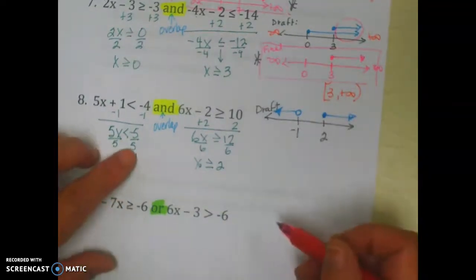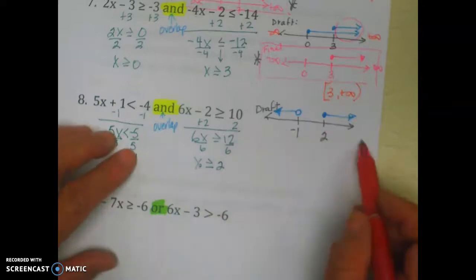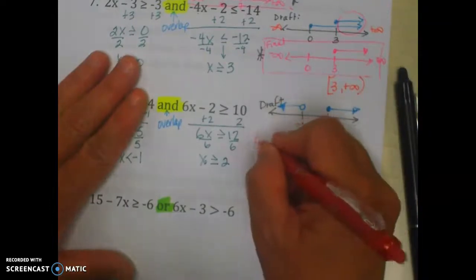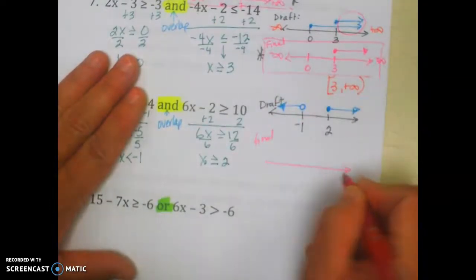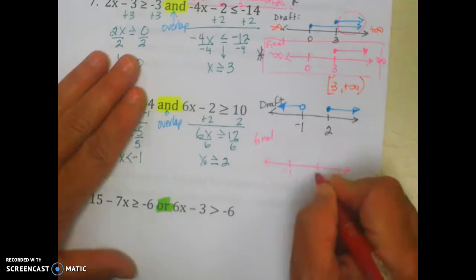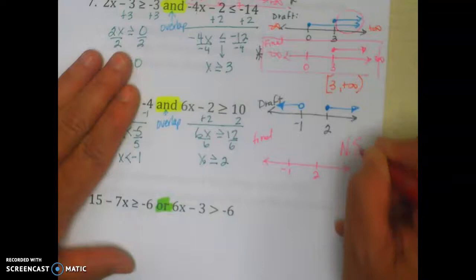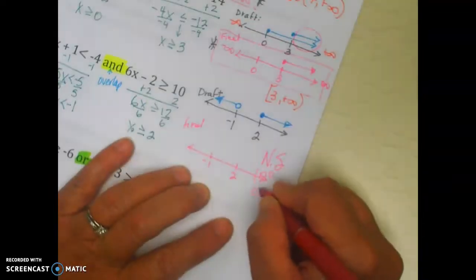And means the overlap, and there's nothing that overlaps here. So my final is going to be another line with nothing on it, and it's going to be no solution because there's nothing that overlaps. No overlap.